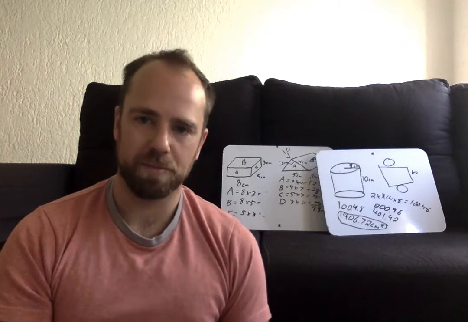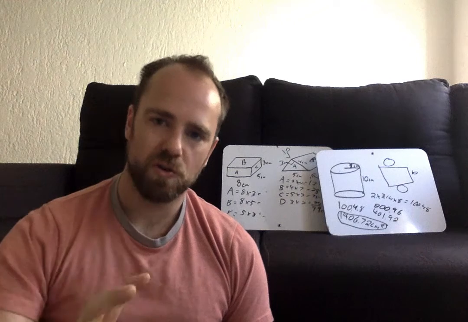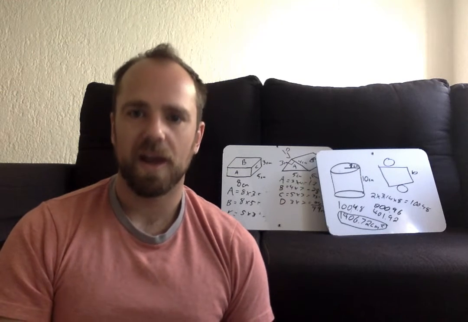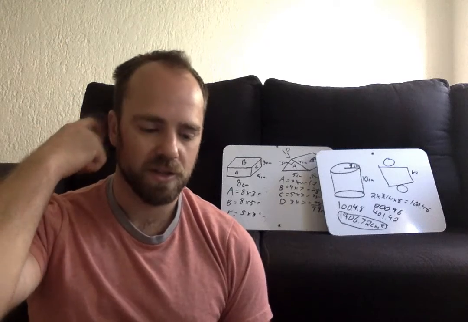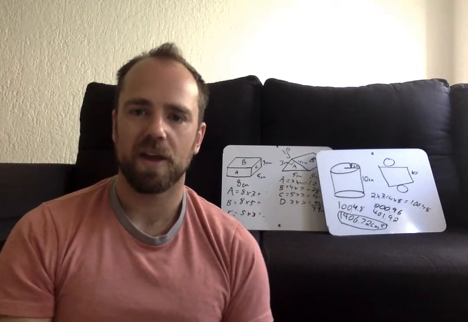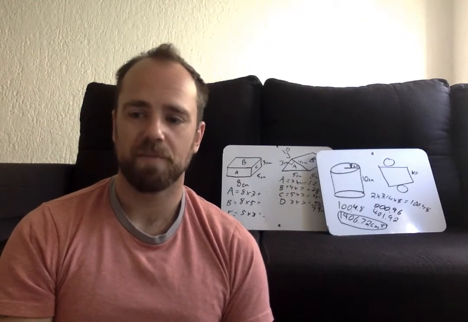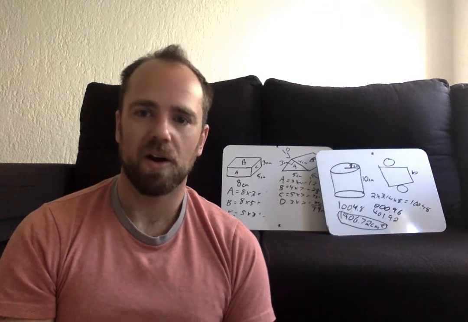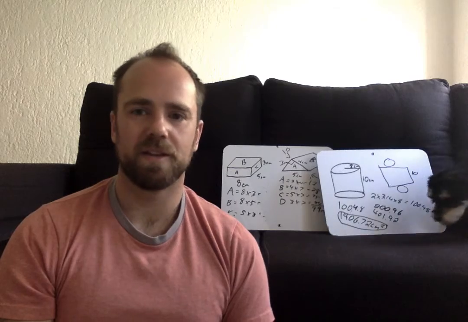I want you to take a picture of the shape, show the math that goes along with it for actually calculating the surface area, and then post that picture with the shape and the math into the Google Classroom assignment that's going to go along with it. Also, make sure that you can complete the Google form, and you should be good to go.